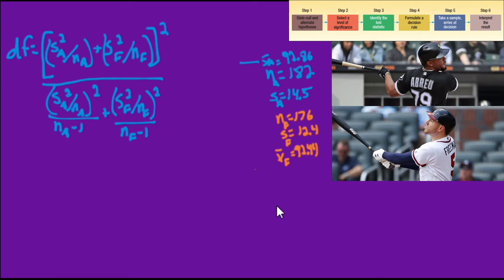I'll change colors again so you can see it a little bit more. And this is going to be, let's see, SA squared, 14.5 squared divided by 182, plus 12.4 squared divided by 176, and we're going to square all of that.